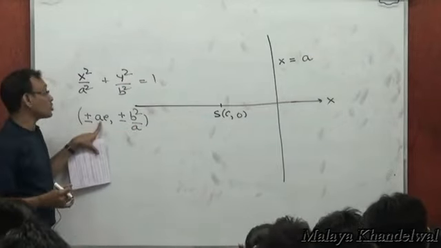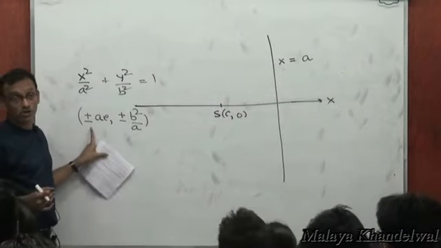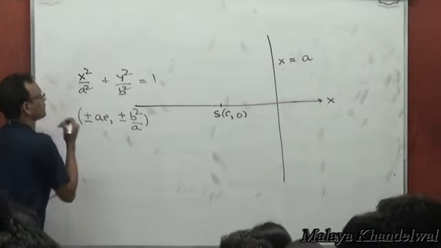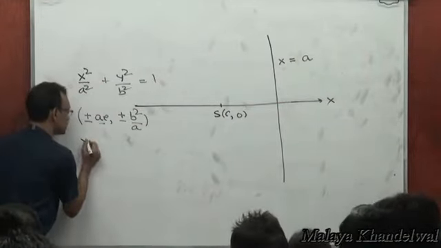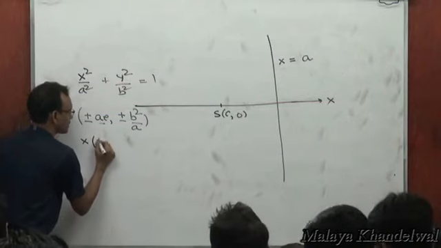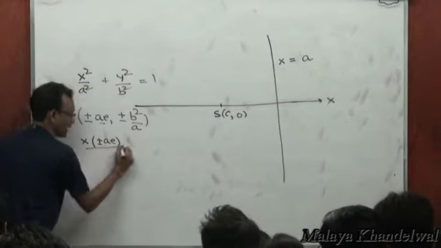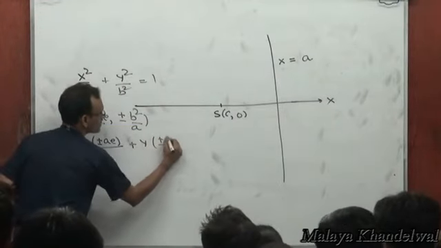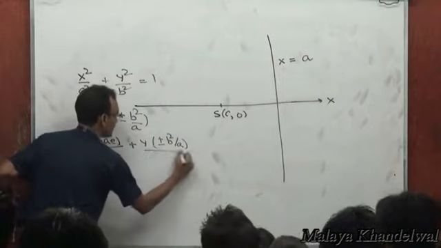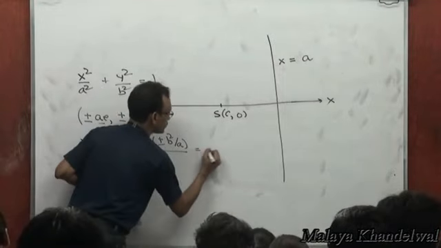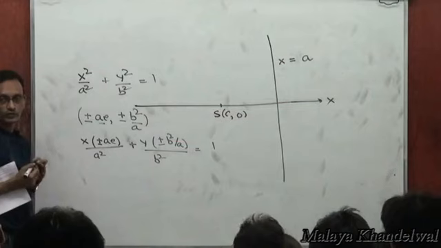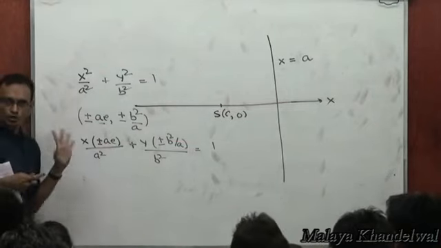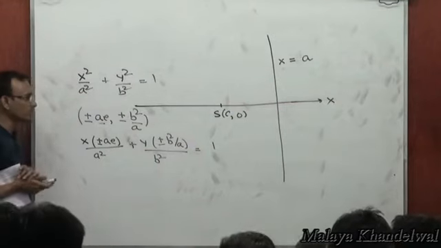In this case, a is a constant but b is a variable. So if a is a constant and b is a variable, then the equation of the tangent is going to be given by x by x1 plus y by y1 equal to 1, with the points plus minus ae comma plus minus b squared by a. Yes or no? That would be the equation of all the 4 tangents. By all 4 combinations, you will get 4 tangents at the ends of the latus rectum.